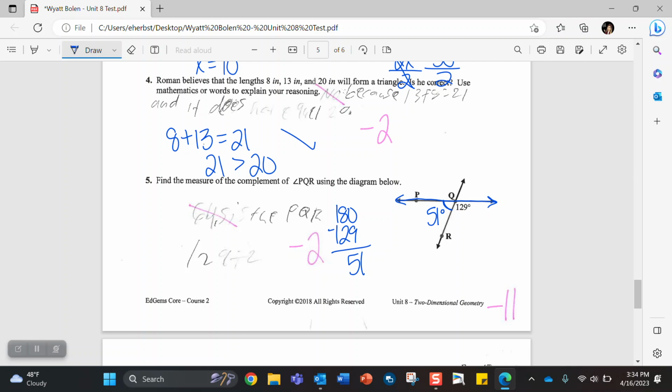So again, if PQR is 51, now I can find its complement. Complement again means they add up to 90 degrees. So now I'm trying to find the number that when I add it to 51 gives me 90, or I can just take 90 minus 51 and get 39. So the answer here is 39. Again, you had to find PQR first before you could find its complement.